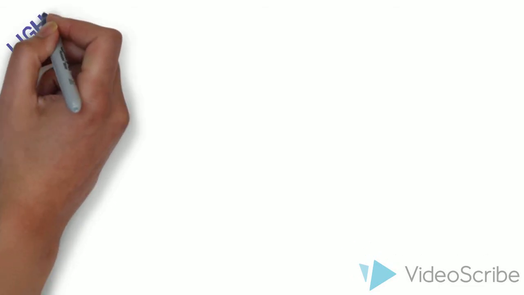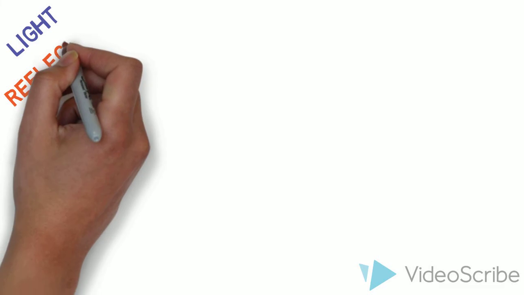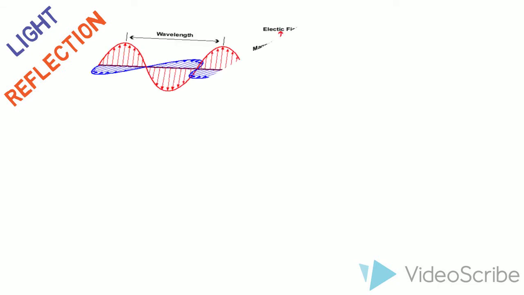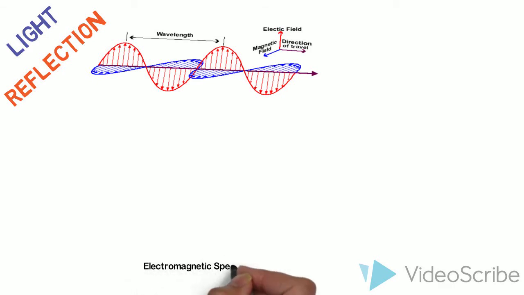Hello guys, in this video we'll learn about a very important phenomenon of light called reflection. But before we understand reflection of light, let us first understand what light is. Light comprises electric and magnetic fields which are perpendicular to each other. Thus light falls under the category of electromagnetic waves.